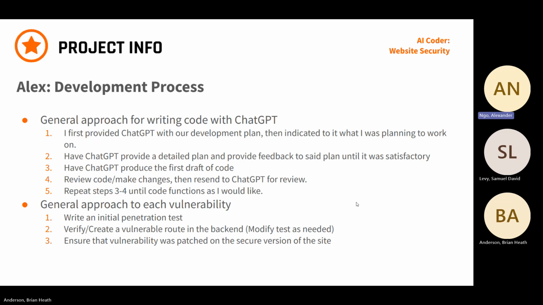Moving on to my development process. My general approach for writing code with ChatGPT was to first provide ChatGPT with my development plan, indicating what I plan to work on, and then have ChatGPT create pseudocode. Then I would provide feedback until the plan looked like something I would actually work with. Then I would let ChatGPT make the first draft, and I would follow a standard code review back and forth until the code reached something that would be usable.